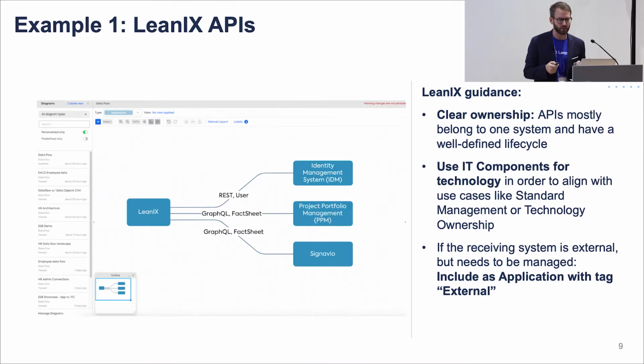So what would that look like in LeanIX? Just a quick preview. You would here see the application LeanIX on the one hand side, on the other hand side, the three applications that we saw before, and in the middle, the interfaces, all blue, which mean that they're active right now, and the technology that lies underneath it, REST and GraphQL, and the data object which it is transporting.